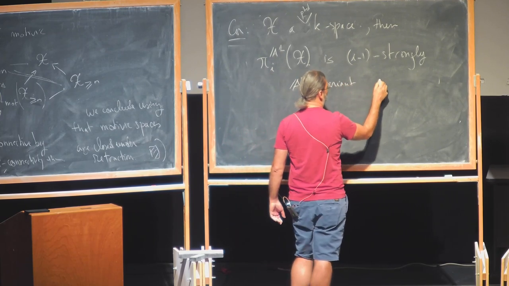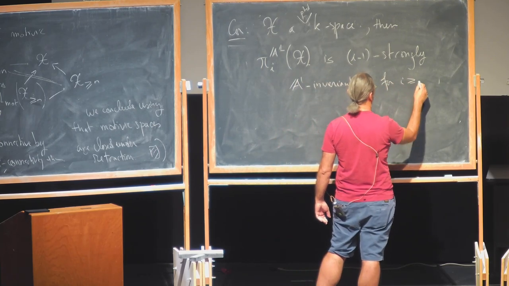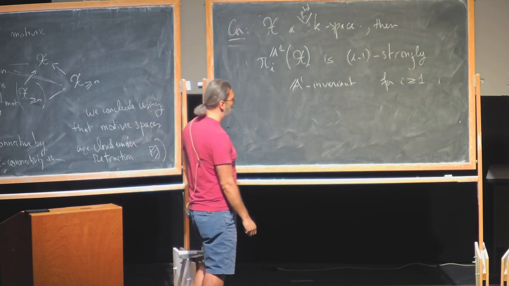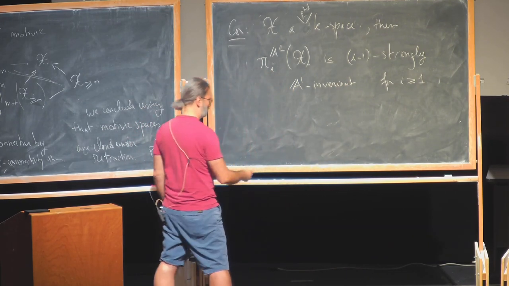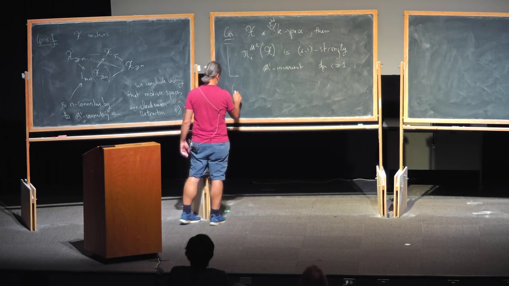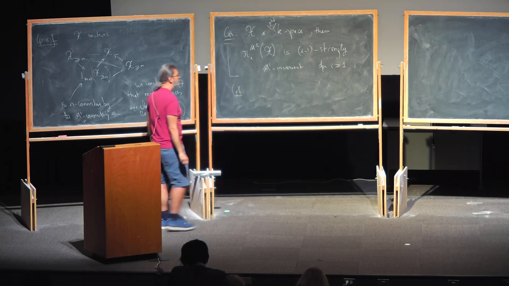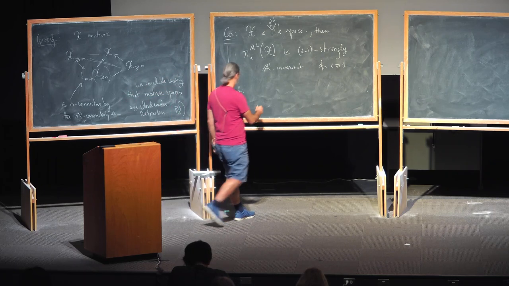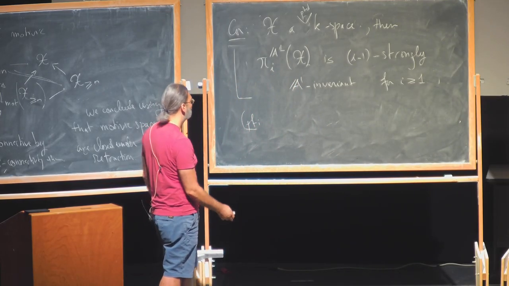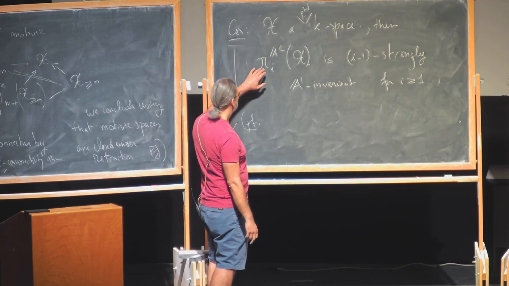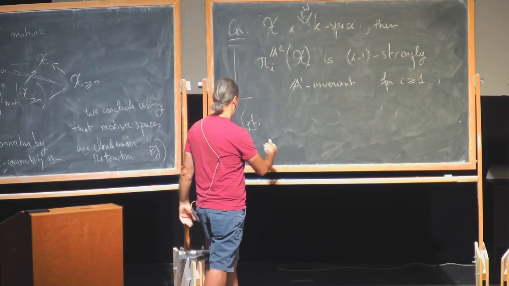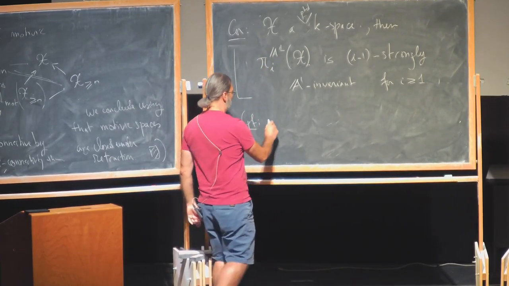Let's say for i bigger than 1. And so, yes, 0 strongly invariant is supposed to be just A1-invariant. Okay? Right, so how do we get this? To prove such a thing, we can assume that X is motivic from the beginning, because this π_i^{A1} of X is just the π_i^{A1} of the L_mot of X. So we can replace X by L_mot X and assume that X is motivic.